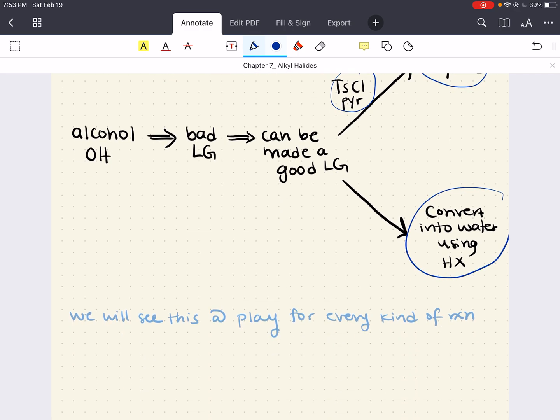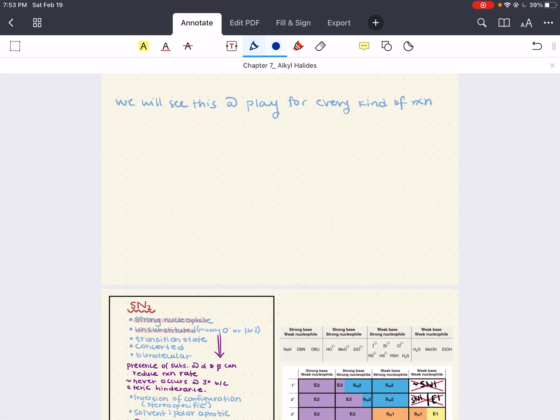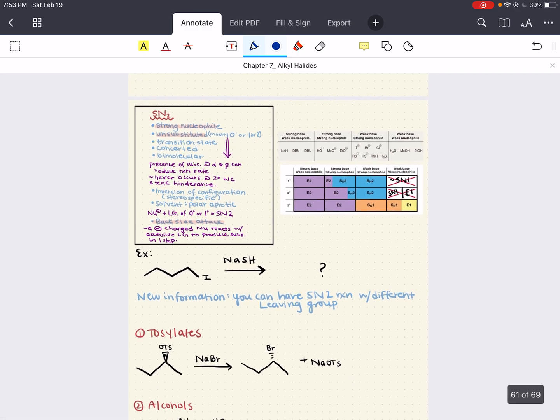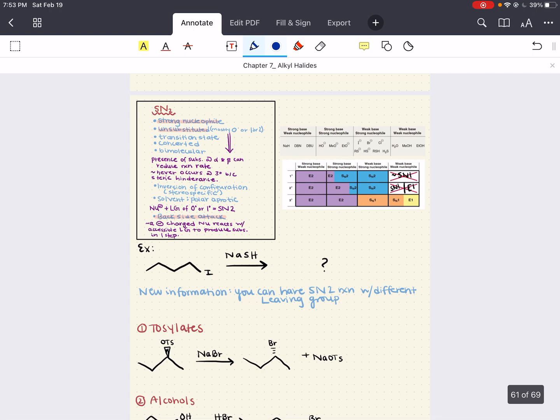So, what we're going to do is we're going to see this at play for every kind of reaction. And this is going to be a friendly reminder for you as well. All these pages, right? Good reminder of SN2 and all the properties of an SN2 reaction and what it requires. And of course, our famous tables here that are going to help us determine it.